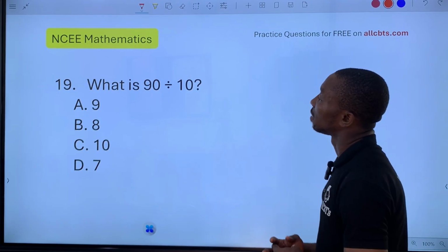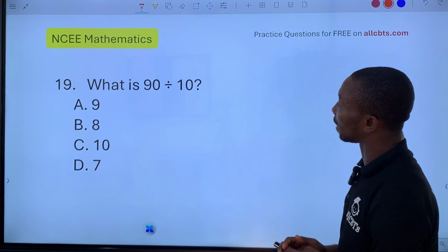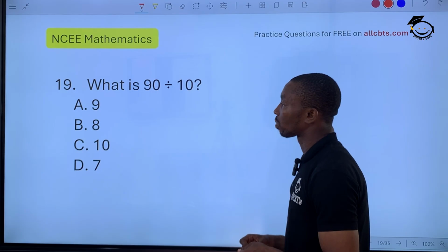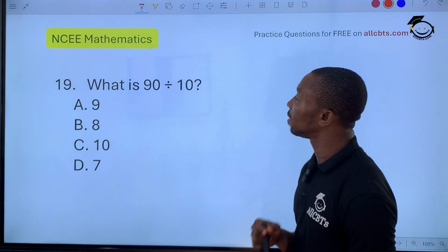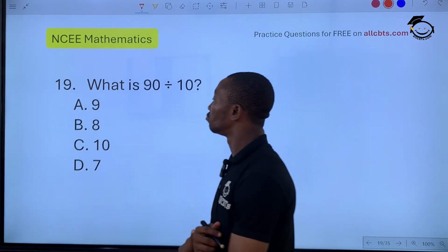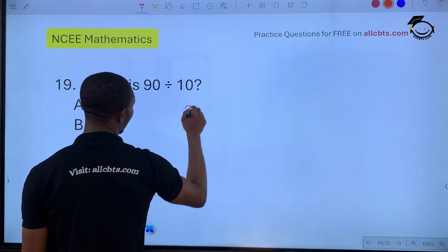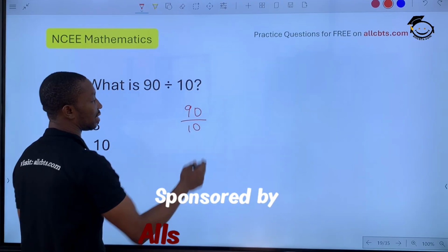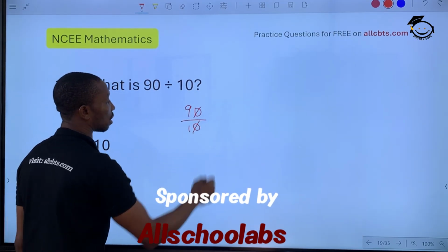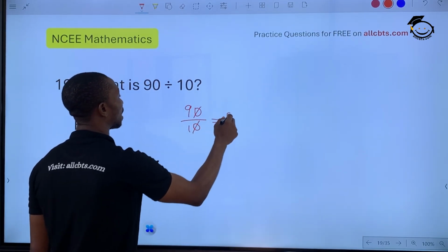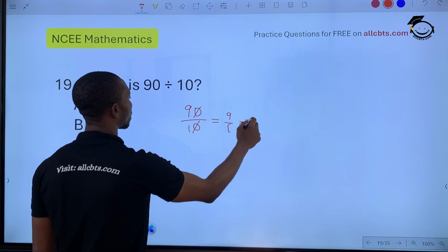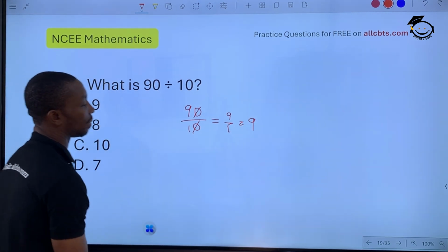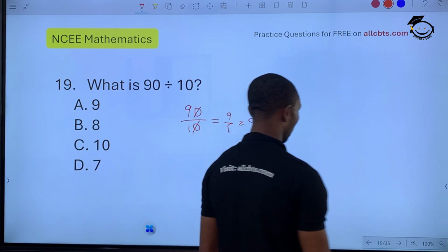What is 90 divided by 10? Okay, 90 divided by 10, we have it as 90 over 10. Now, since both have trailing zeros, we can cancel them out. So this gives us 9 over 1, which is 9. So 90 divided by 10 is 9.